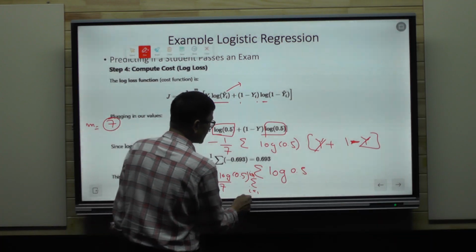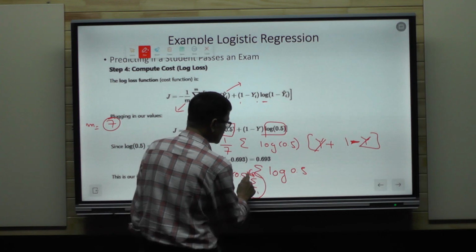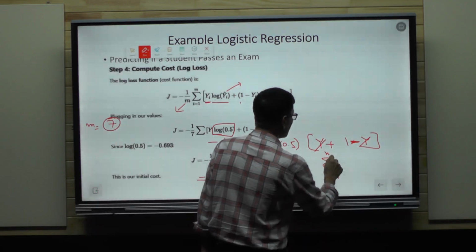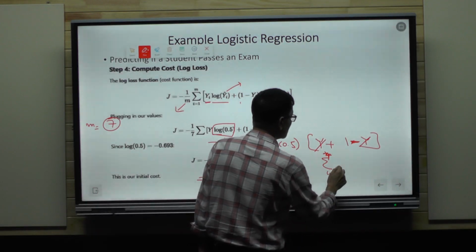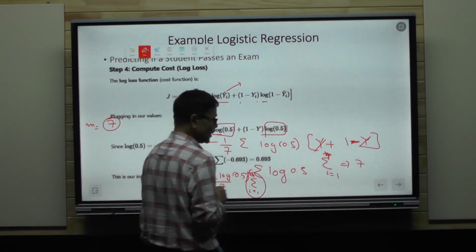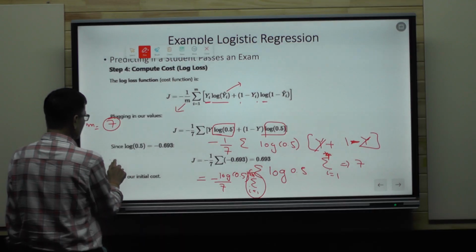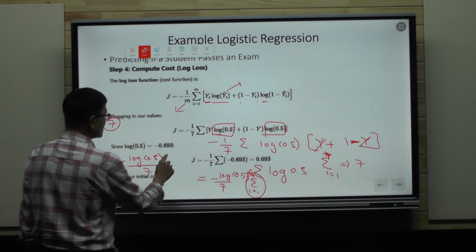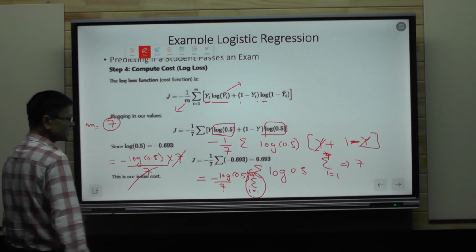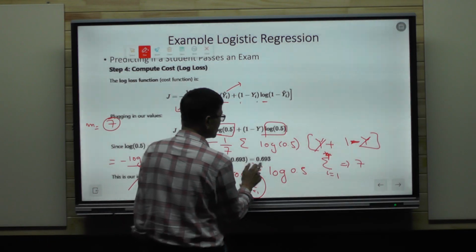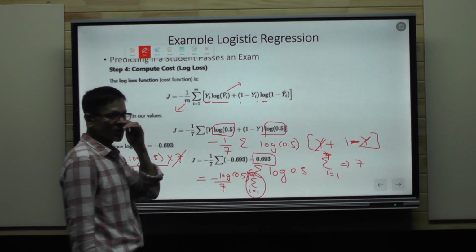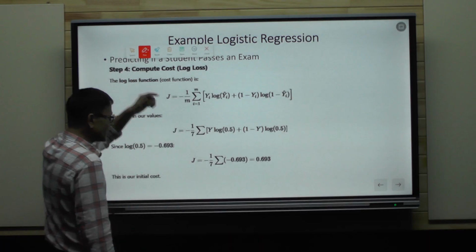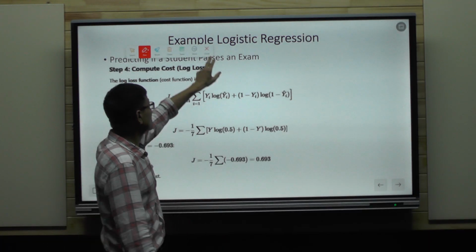for every output. So the summation from i equals 1 to m, where m is 7, evaluates to 7. So that is minus log of 0.5 divided by 7 multiplied by 7. So that strikes out, and we are only left with 0.693 for the first time. Clear? So this is our initial cost, 0.693.